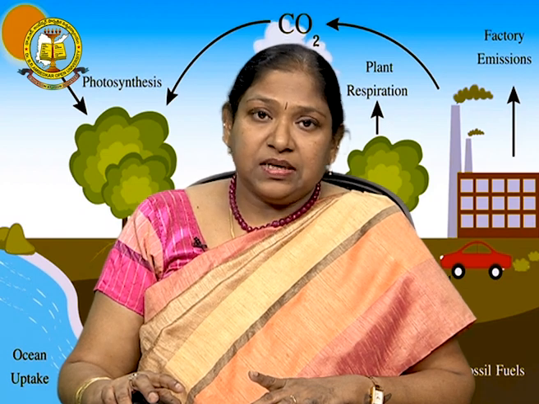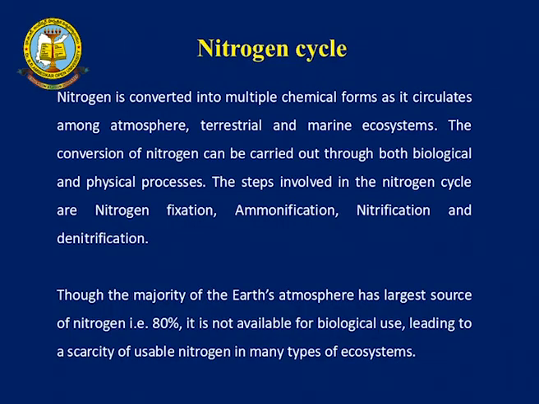Now the first one we are going to discuss is the nitrogen cycle. Nitrogen is converted into multiple chemical forms as it circulates among atmosphere, terrestrial and marine ecosystems. The conversion of nitrogen can be carried out through both biological and physical processes. The steps involved in the nitrogen cycle are nitrogen fixation, ammonification, nitrification and denitrification. Though the Earth's atmosphere is the largest source of nitrogen, almost 80%, still it is not available for biological use, leading to a scarcity of usable nitrogen in many types of ecosystems.